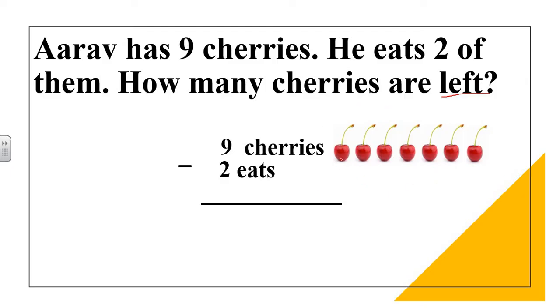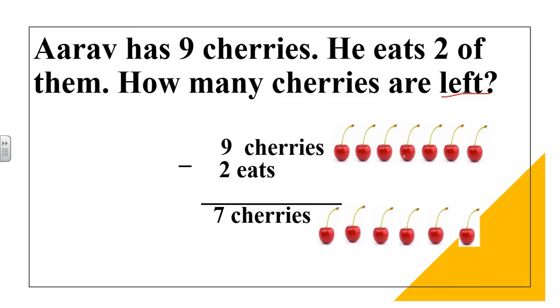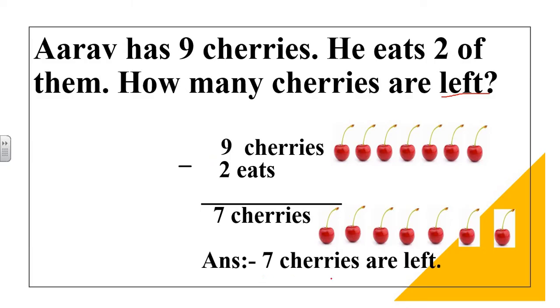So let's count together. 1, 2, 3, 4, 5, 6 and 7. So our answer is 7 cherries. So what is left? 7 cherries are left. And as your question is, how many cherries are left? So you are going to write the answer in statement form. So our answer is 7 cherries are left. 9 minus 2, answer is 7. So 7 cherries are left.